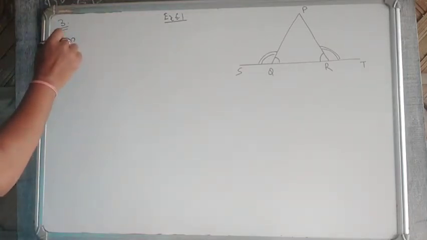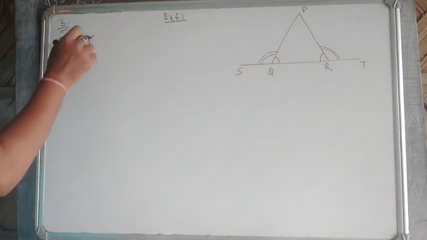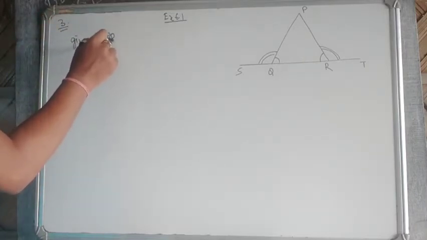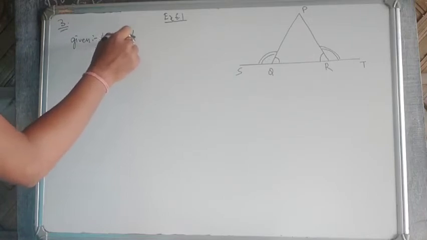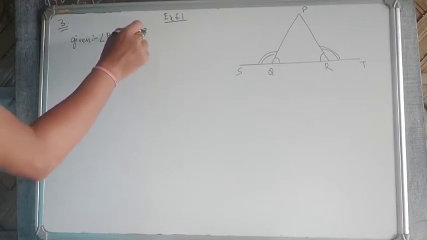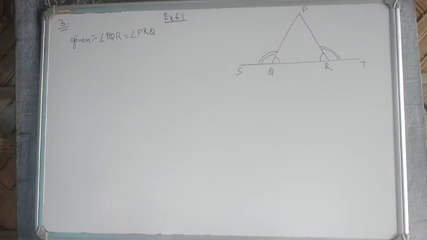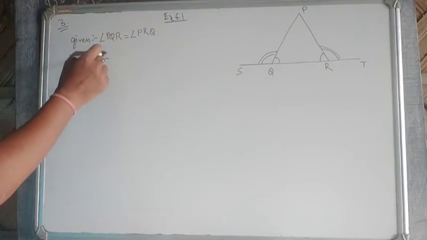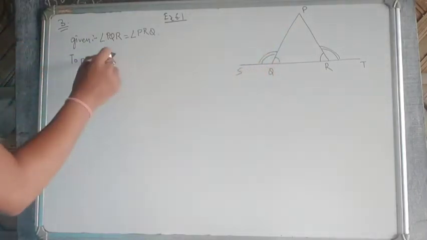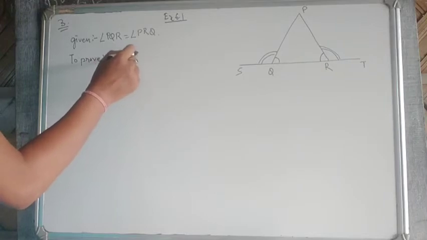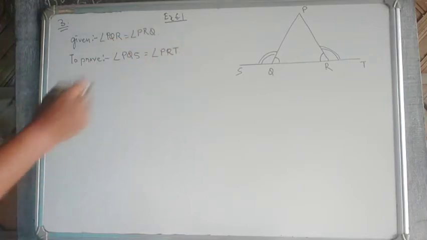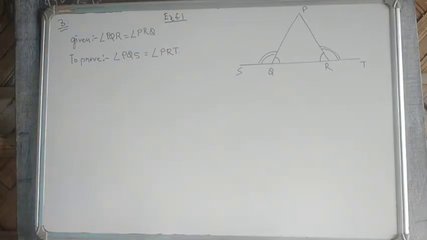So we will write what is given. Given is angle PQR is equal to angle PRQ. This is our given. Then to prove, what we have to prove is angle PQS is equal to angle PRT. This is what we have to prove. Now proof.